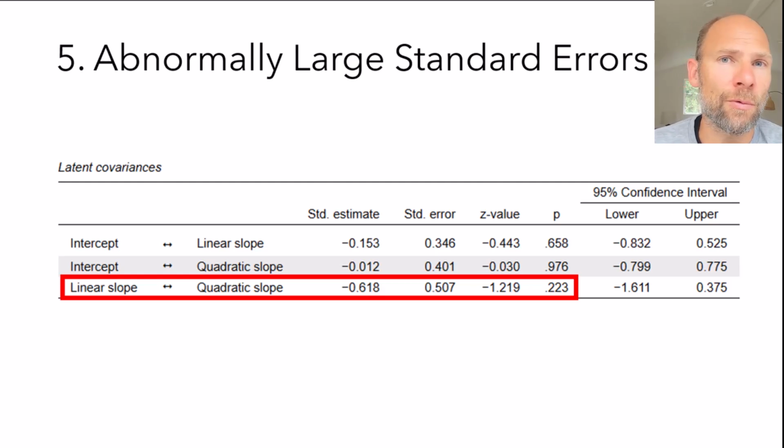And one good rule is that if you don't find significance for parameters that you would expect to find significance for. So let's say you have correlations that are hypothesized or path coefficients and they should be significant at the 0.05 level, for example, and then you find they're not significant. So this could be an indication that the standard errors are abnormally large.